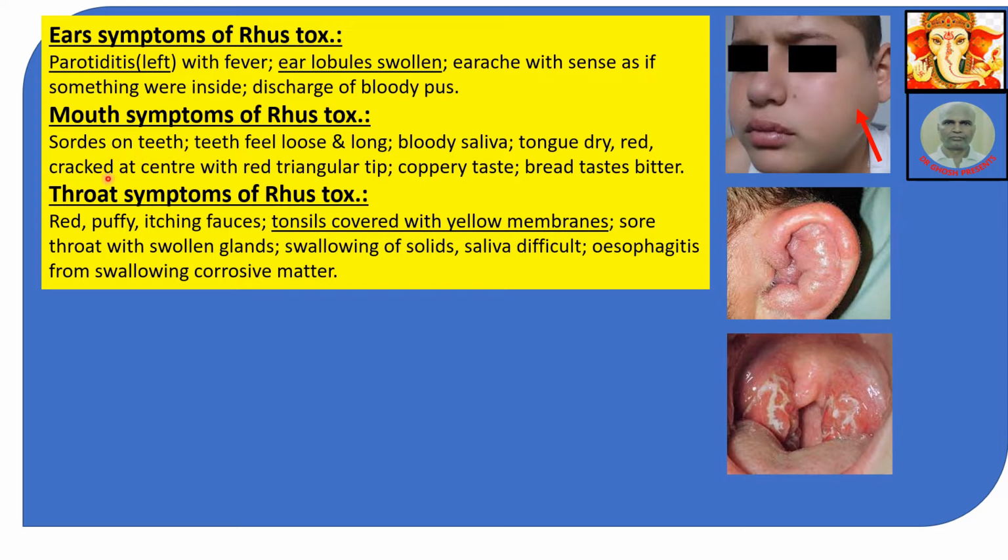Mouth symptoms of Rhus Tox. Sores on teeth. Teeth feel loose, long. Bloody saliva. Tongue dry, red, cracked at the center with red triangular tip. Coppery taste. Bread tastes bitter.